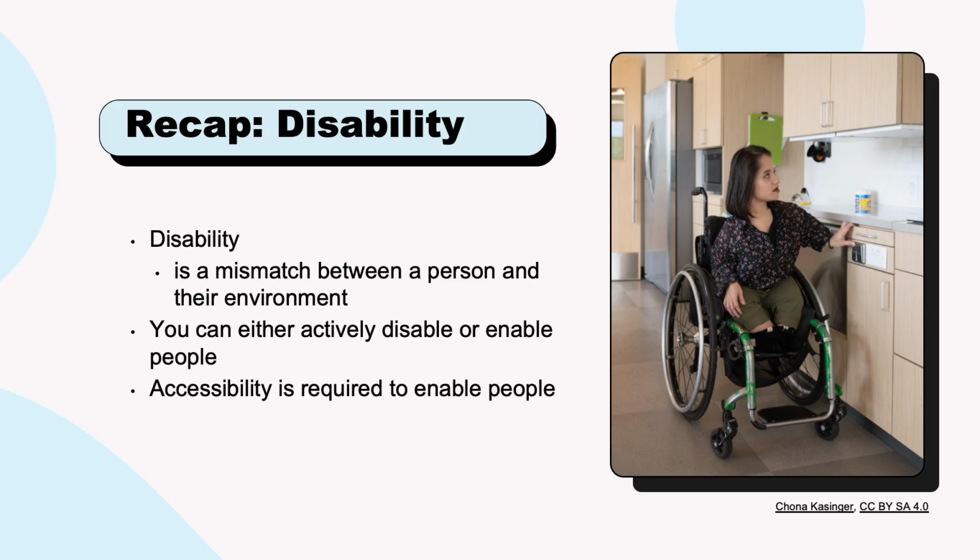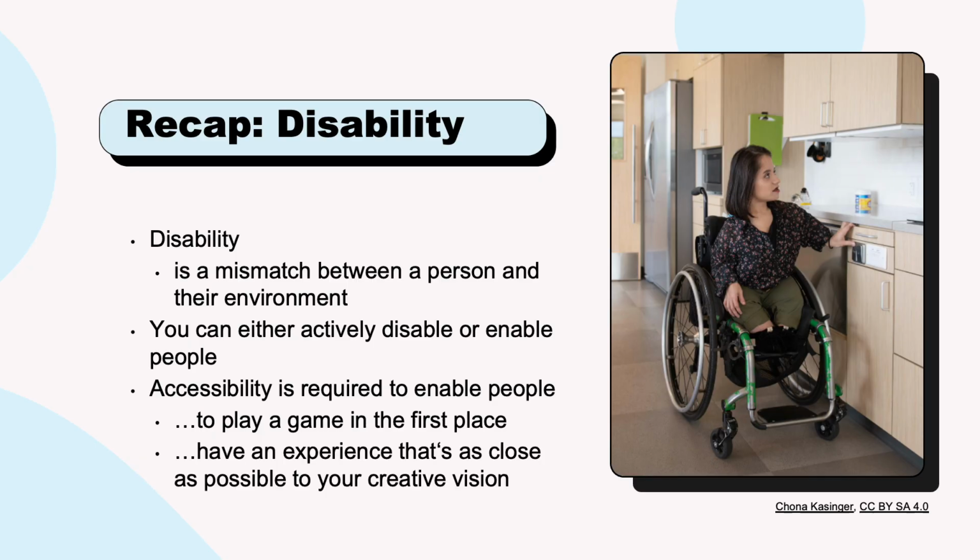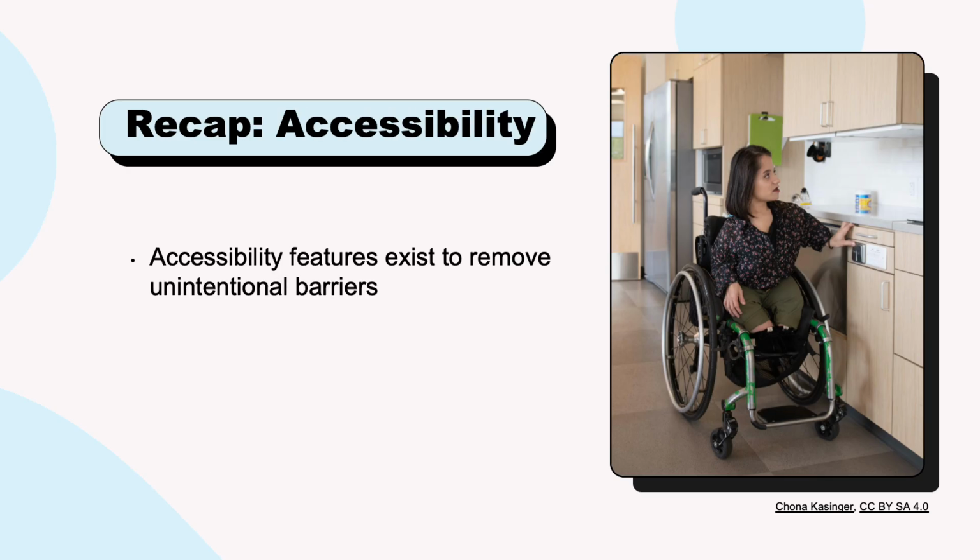Accessibility features are implemented to allow people to play a game in the first place and ideally have an experience that's as close as possible to your creative vision. In doing so, these features level the playing field between different kinds of gamers. So, essentially, these features exist to remove unintentional barriers, which are barriers that haven't been added to the game's design on purpose, but appear because different needs of different players have not been considered in the design process.